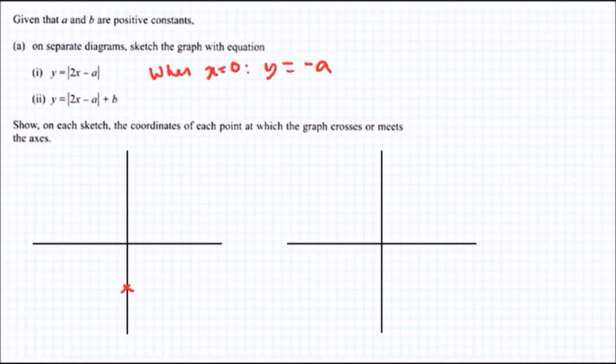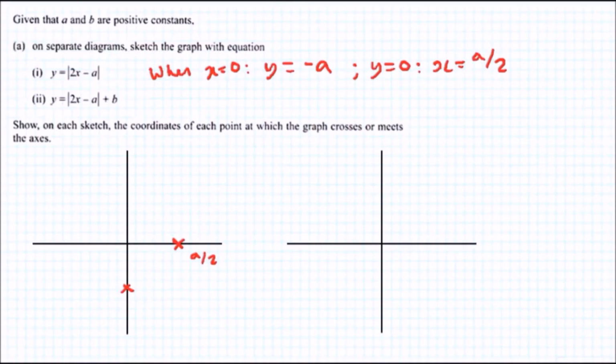Well, when y equals 0, we should get 2x minus a. So plussing a and dividing by 2, we should get x equals a over 2. And that should be around, let's say, around here. So let me just mark up something here and call this a over 2. Now all we have to do is draw a straight line.